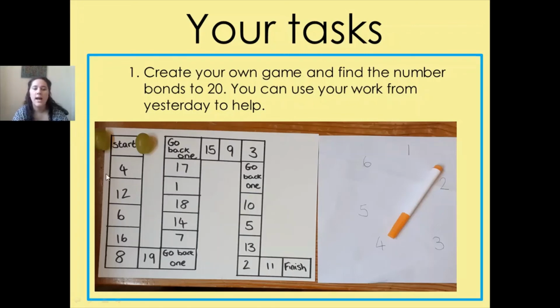Roll a dice and move forward that amount. See the number that you've landed on and see if you can find its number bond to 20. The first person to reach finish will be the winner.